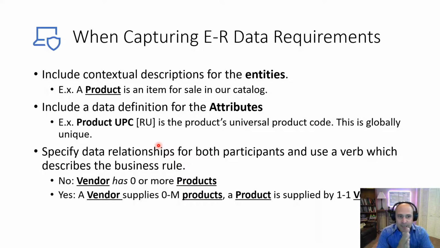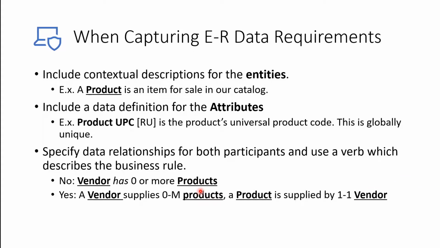When you specify data relationships for both participants, use a verb which describes the business rule. Do not make up your verbs. Don't say, hey, a vendor has a bunch of products. That's not the business relationship. The vendor supplies the products, right? So the vendor does something with the products. They mail them. They mail them to your company, and then your company puts them in the warehouse, right?